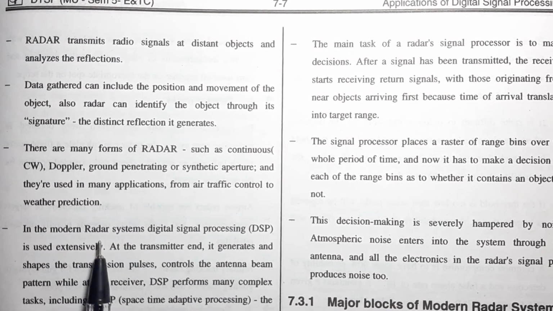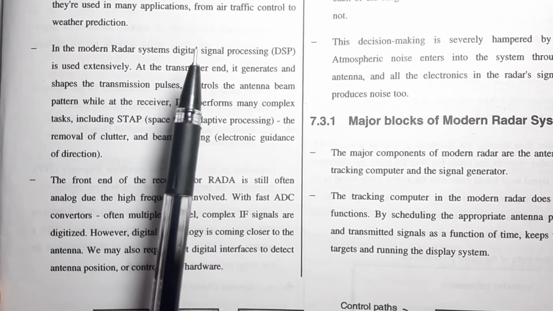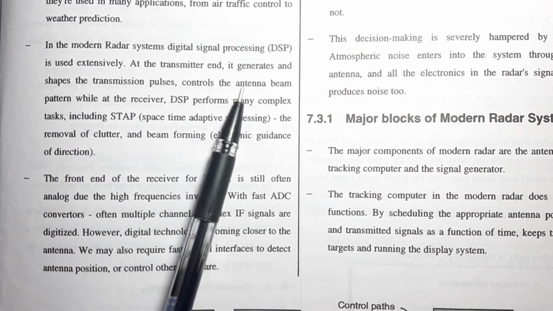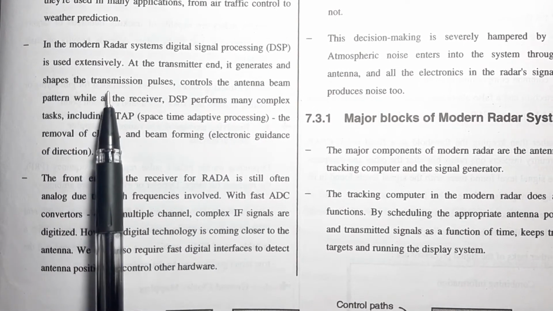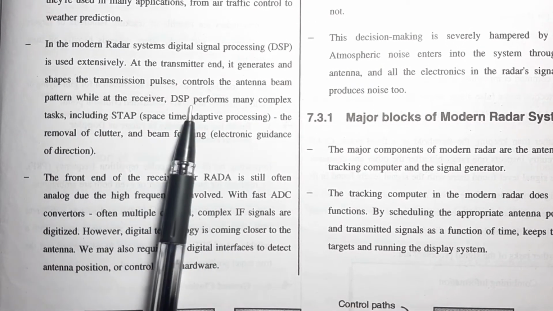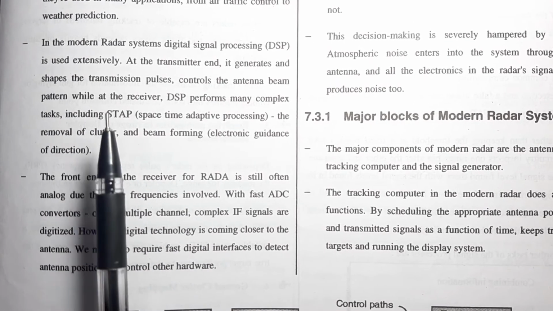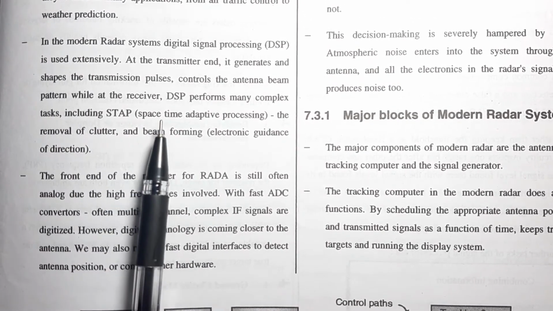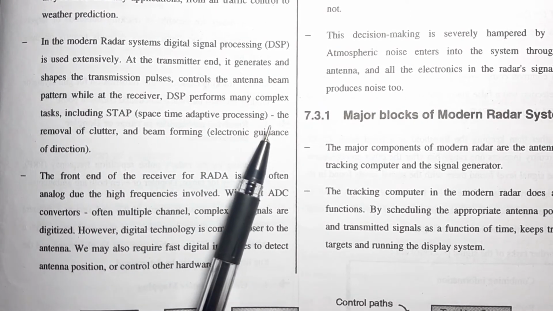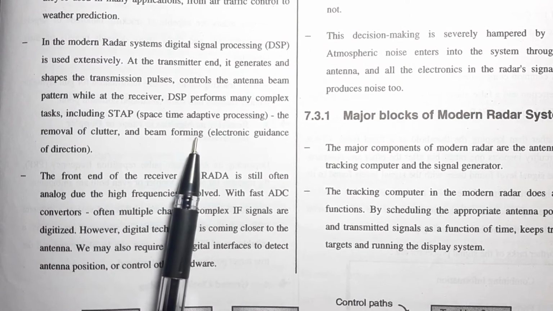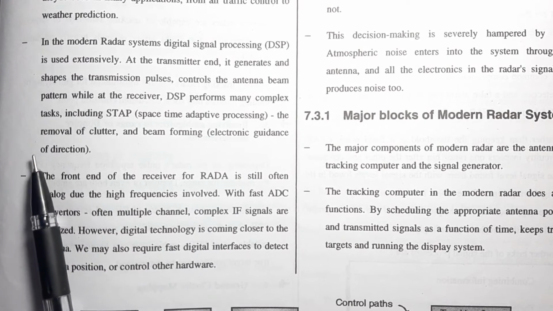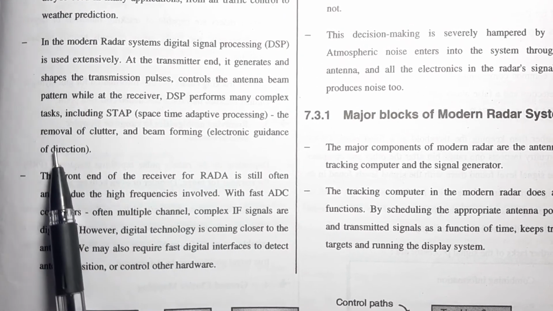Now, in modern radar systems, DSP is used extensively. At the transmitter end, it generates and shapes the transmission pulses and controls the antenna beam pattern, while at the receiver, DSP performs many complex tasks including STAP, that is space-time adaptive processing, the removal of clutter and beam forming. We'll be discussing all this in detail in the further part of the chapter. Beam forming is nothing but electronic guidance of your direction.